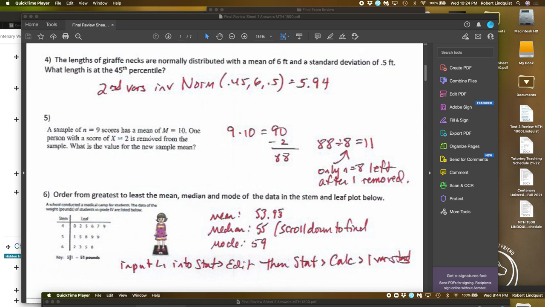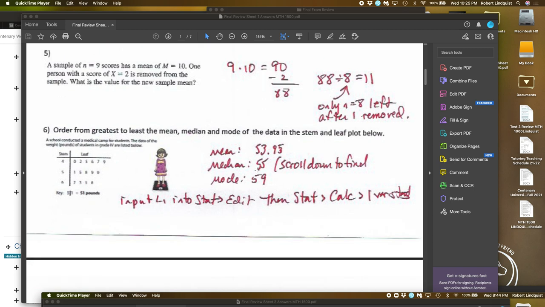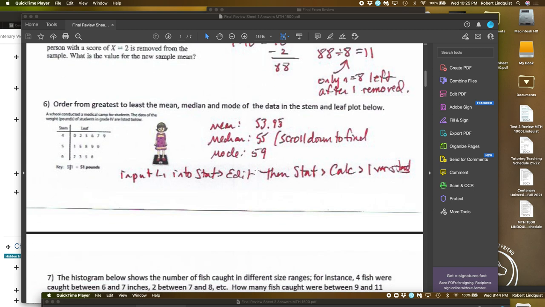Sample of n equals 9 scores has a mean of 10. One person with a score of x equals 2 is removed. So look, there's 9 people in it and an average score of 10, so 9 times 10 is 90. Take away the 2 points is 88. But there's no longer 9 people there. You're now down to 8. So since nobody's coming in and joining the group, 88 divided by 8 now, because 9 lost 1 becomes 8, is 11.